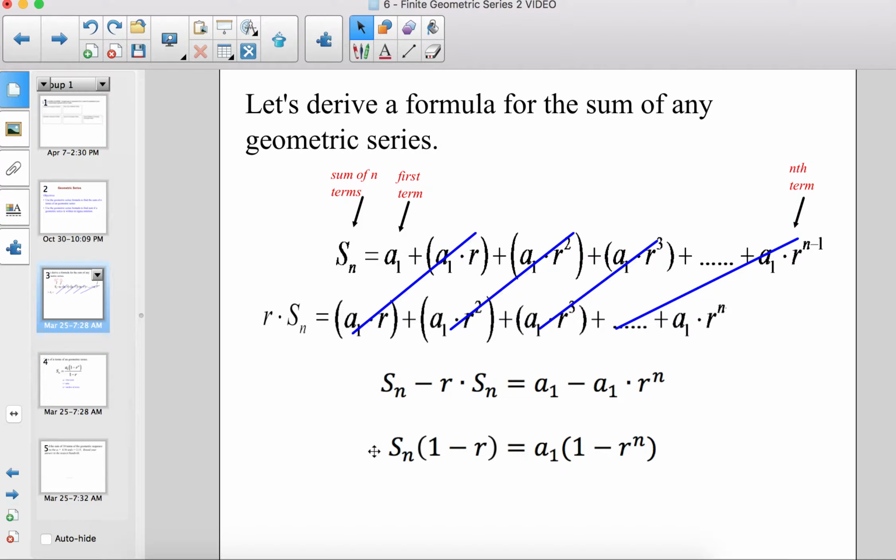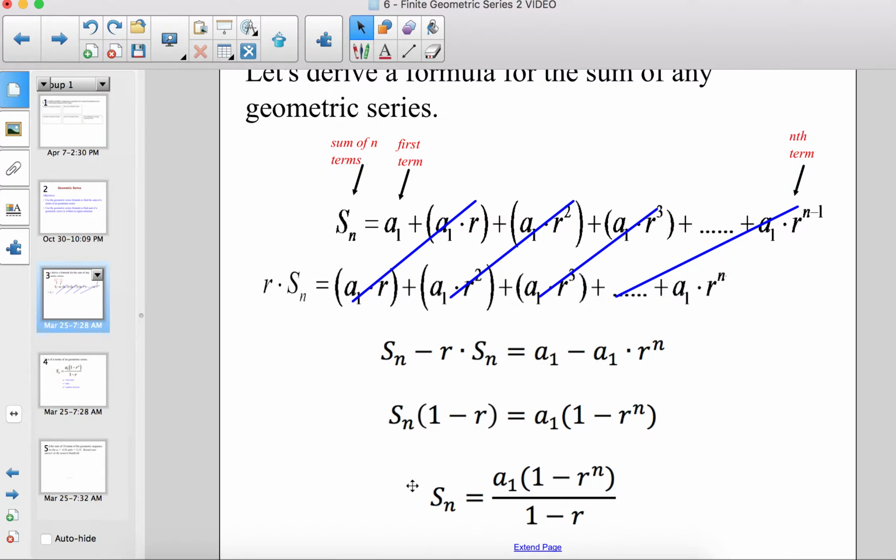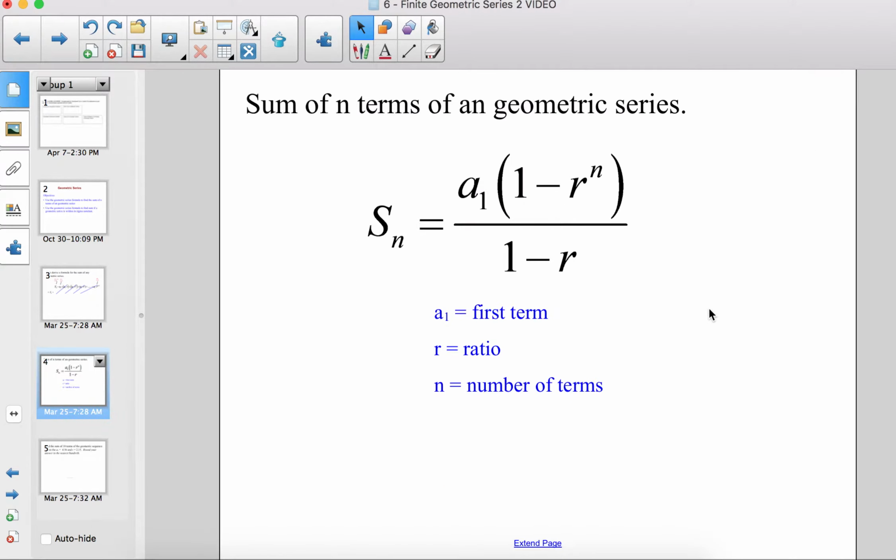Well, like I said, we're trying to get s sub n alone, so the way to do that is to divide by 1 minus r on both sides. So our sum formula is right there. This is the sum formula. So I have it on the next slide as well. So if you need to, pause the video, that's perfectly fine. This is your geometric series formula. So this is formula number 4 out of the 5 you need to remember.